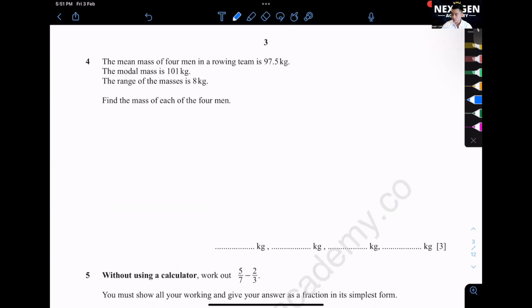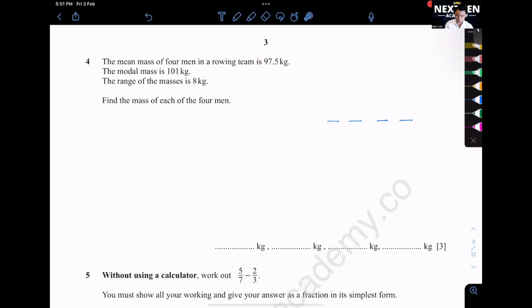The mean mass of 4 men in a rowing team is 97.5 kg. The modal mass is 101 kg. The range of the mass is 8 kg. Find the mass of each of the 4 men. How do we do this? We got 4 men, so I write 1, 2, 3, 4. With the information given to us, what can we do?